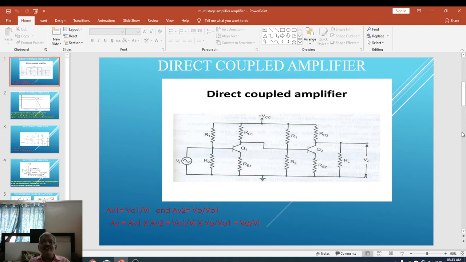As we have studied, it has high input impedance, low output impedance, high current gain, that is beta square, and voltage gain is unity.